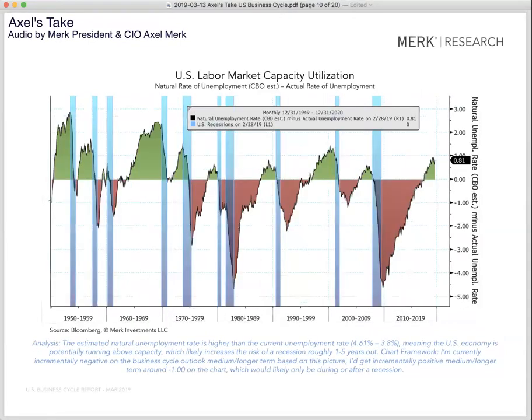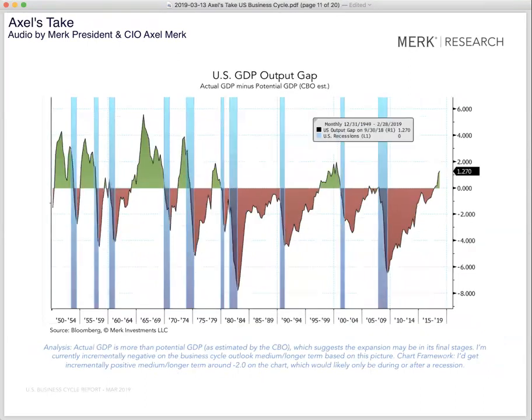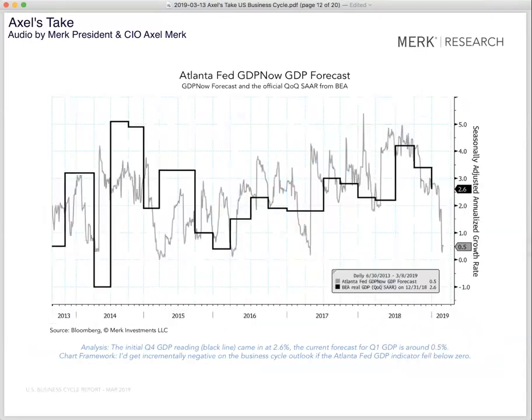There are other models here. I'm going to skip this line. And then the Congressional Budget Office has its own models. I am not too much a fan of those, and as you can see, they can go way overboard. But in any case, they don't suggest we are nearing expansion. The same with the output gap.